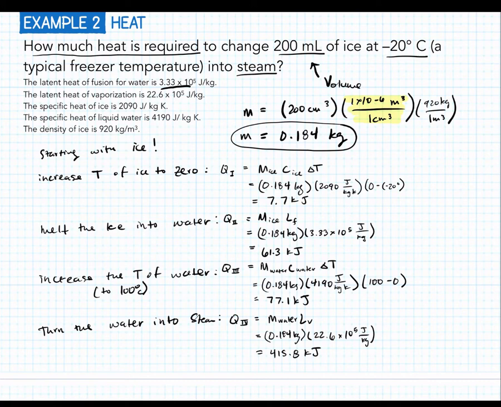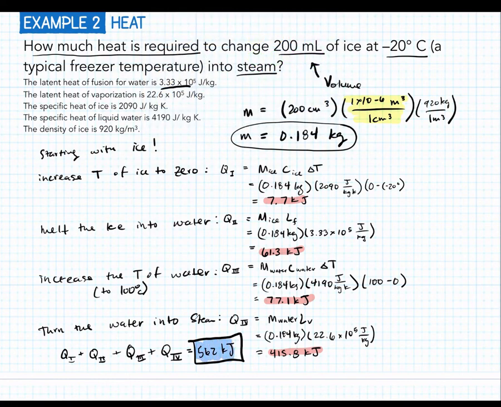And then if we want the total Q, Q1 plus Q2 plus Q3 plus Q4. So about 150 plus 415, that should be about 560, 575, 562. So that's the amount of energy you need to take very cold freezer ice and turn it into steam. Now why you want to do that, I'm not sure. You could just start with water at room temperature, but here you go.